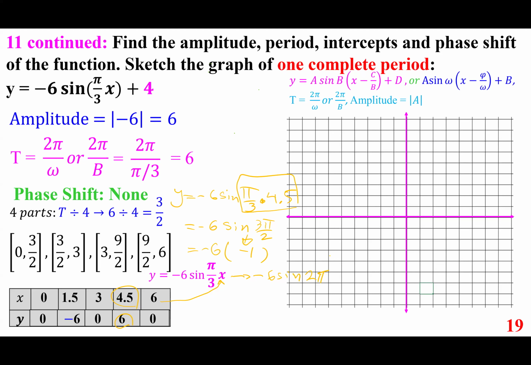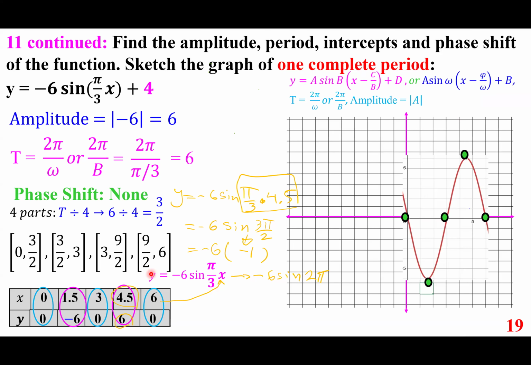Now let's plug in the values. 0, 0 here. 3, 0 here. 6, 0 here. First we go with the easy ones. Then the other two, 1.5 and negative 6. So this is 1, this is 2, so somewhere here. And then 4.5 in between and positive 6. And you can graph this. Now this would be this function, everybody.